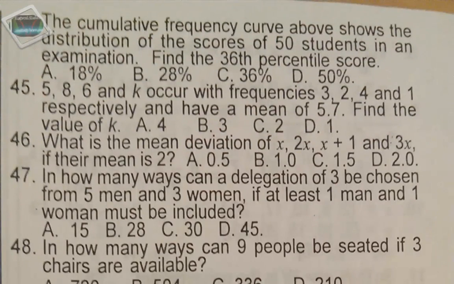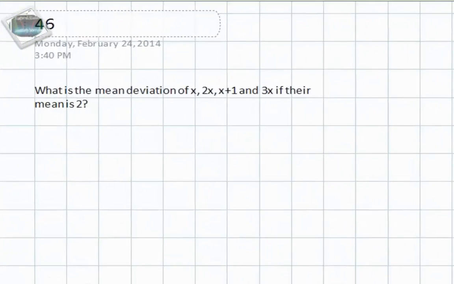Alright, so question 46 says, what is the mean deviation of x, 2x, x plus 1, and 3x if their mean is 2? So again, we have to think about what it means to find the mean of a set of numbers. So each one of these separated by commas is a number. So here we have 1, 2, 3, 4 numbers in total. Okay, so that's going to come into play later on.